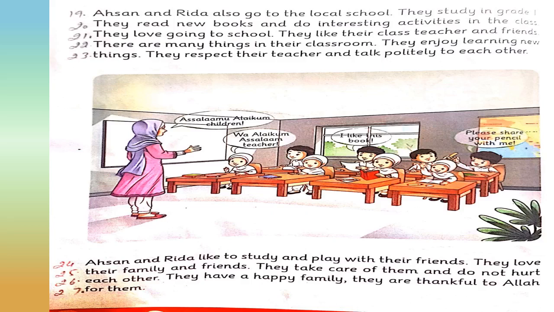Line number 23: They respect their teacher and talk politely to each other. Respect means they admire, they like their teacher. Politely means talk softly and nicely to each other. Line number 24: Ehsan and Rida like to study and play with their friends. They love their family and friends. They take care of them and do not hurt each other. Hurt each other means they do not tease or irritate each other.